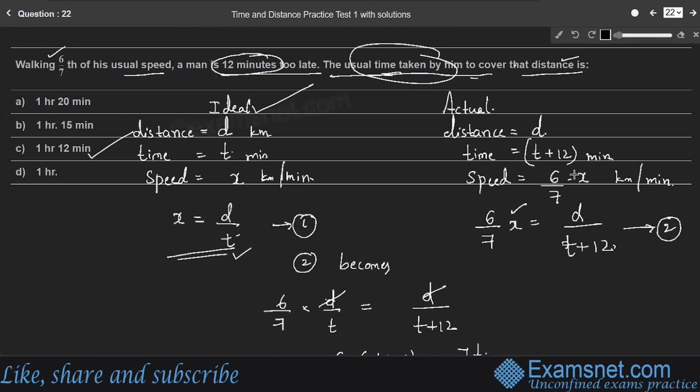When you go for the actual condition, to cover the same distance, he takes an extra 12 minutes. So it becomes 1 hour 24 minutes. So the speed also changes. If time is more, speed will be less. So speed becomes 6 by 7th of x. Therefore, for the given question, option C is the right answer. 1 hour 12 minutes is the answer.